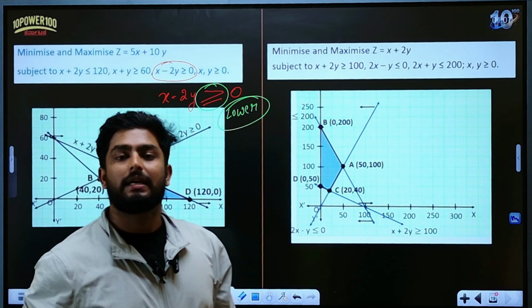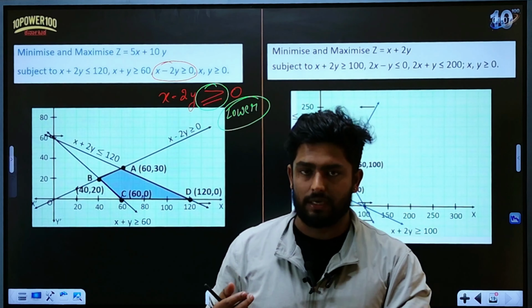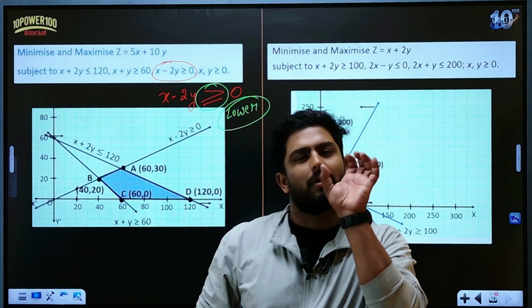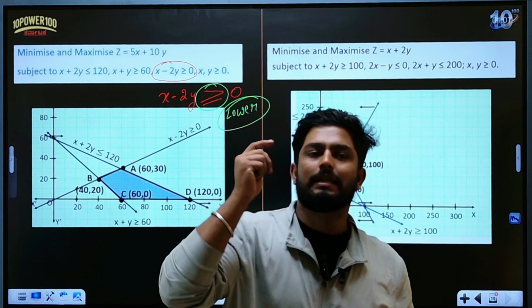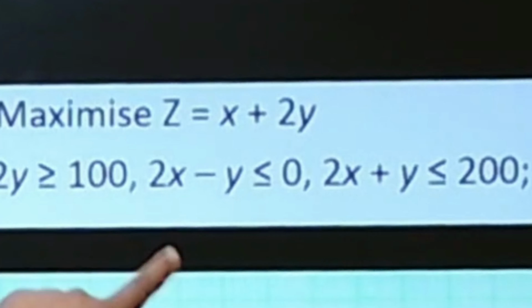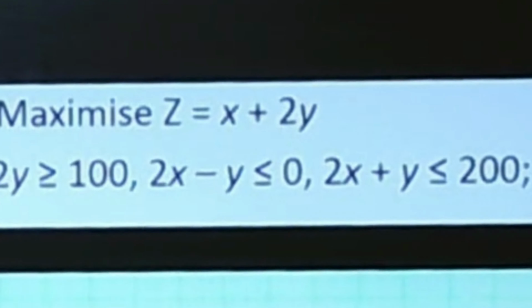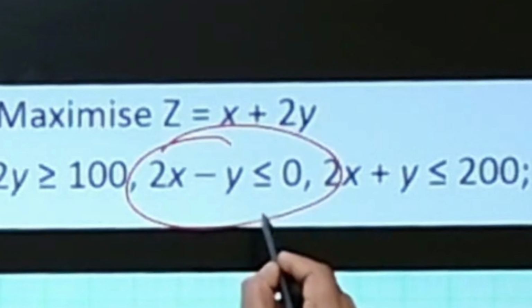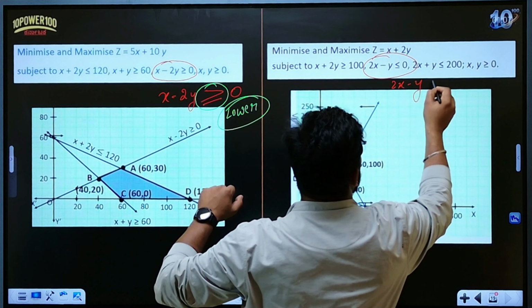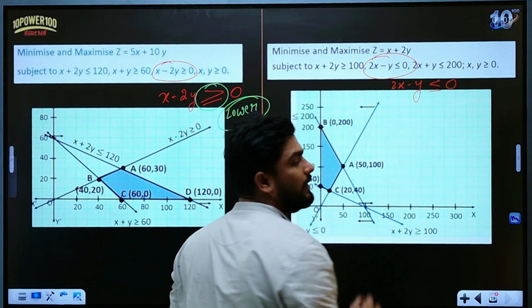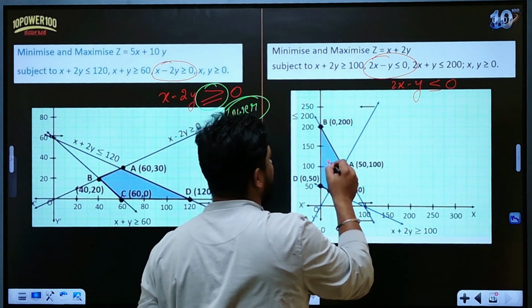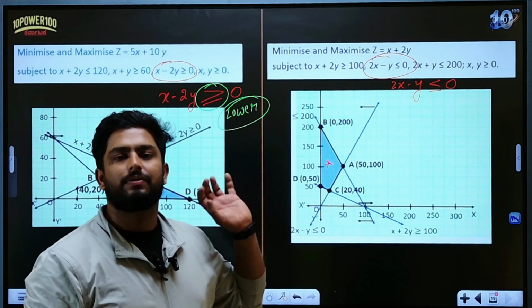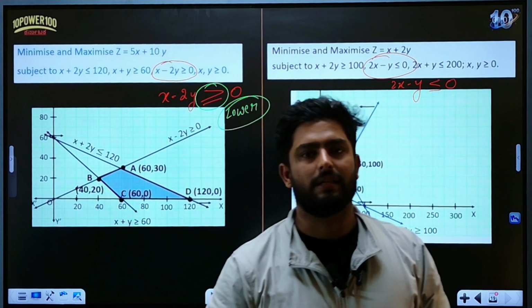Okay, if the symbol is greater than, you will go for the lower region. So very simple. If the symbol is lesser than, like look at this, this is actually the lesser than symbol. So this is 2x minus y less than or equal to 0. So if the symbol is lesser than, in that case you will go for the upper region. So now this is the upper region, no? That's it. This is the shortcut I was talking about in the beginning of the video.